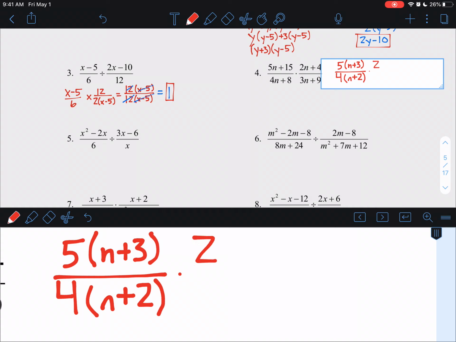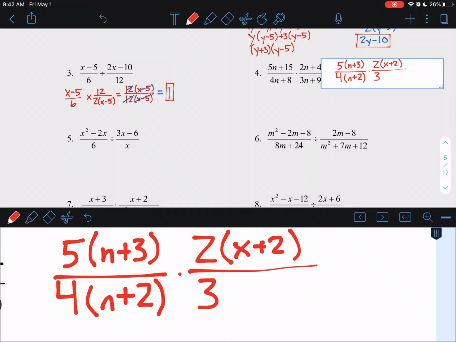Okay, so 2 parentheses. I pull out the GCF of 2, and I'm left with n plus 2. That's so much better. Why haven't I been doing this all along? And then in my denominator, I have, let's see, 3n plus 9. The GCF is 3. Oh, it's n, not x. n plus 3. Okay, cool.